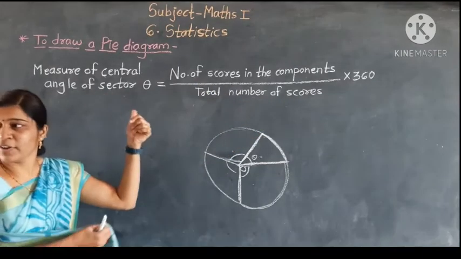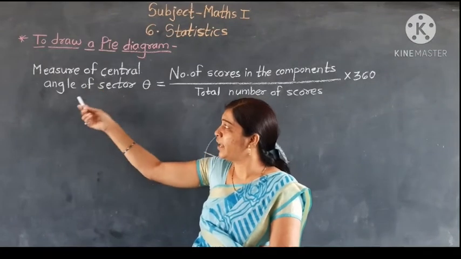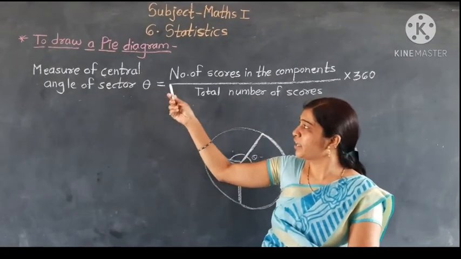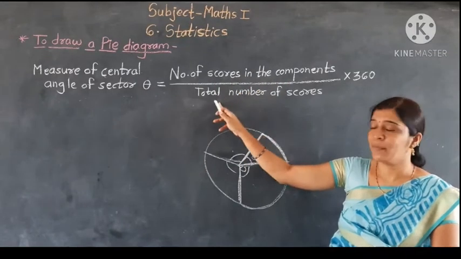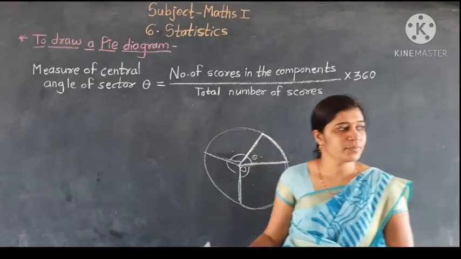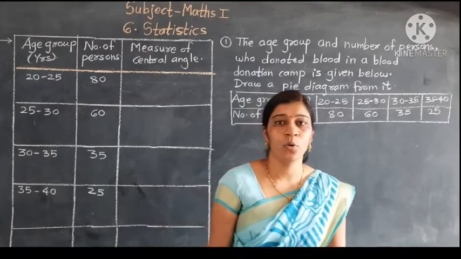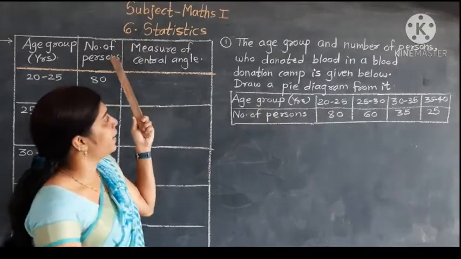Understand what is the formula for finding? The formula is measure of central angle of sector theta is equal to number of scores in the component divided by total number of scores into 360. See the first example, how to draw histogram. Sorry, how to draw pie diagram.